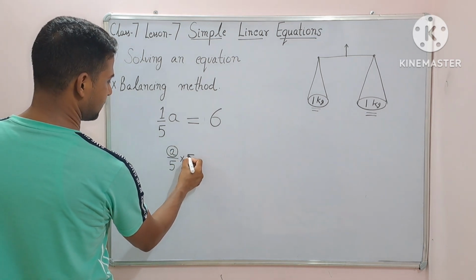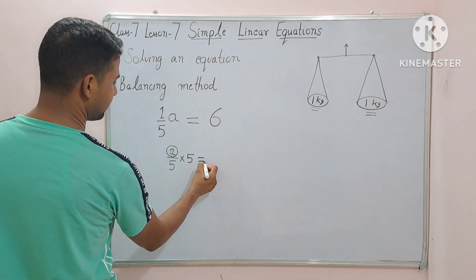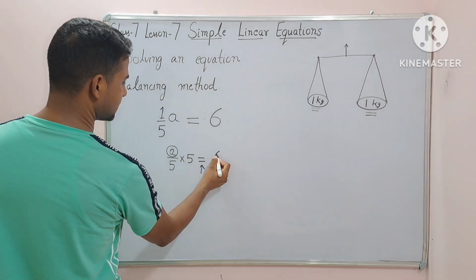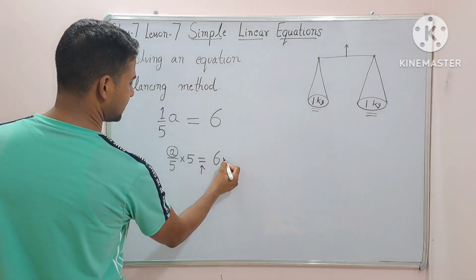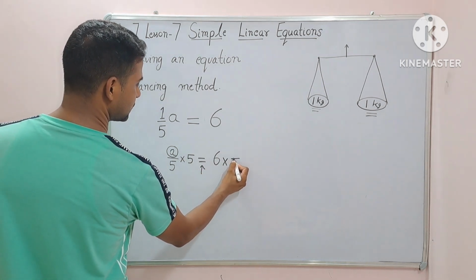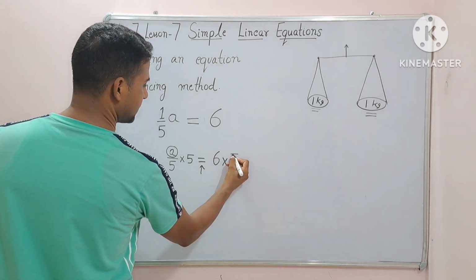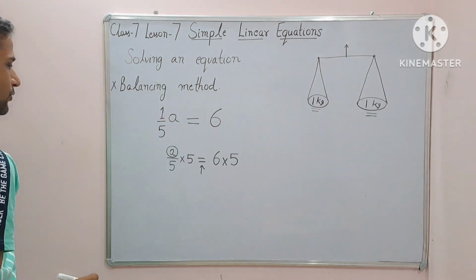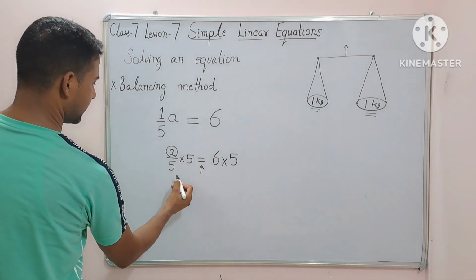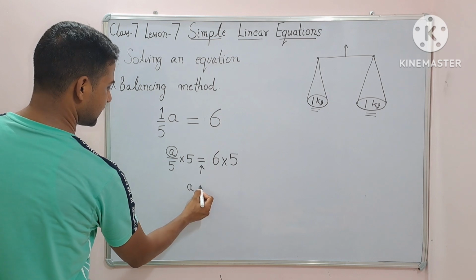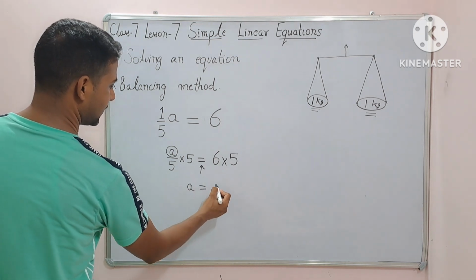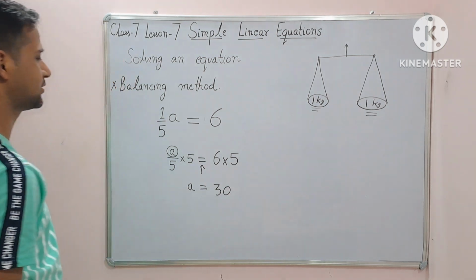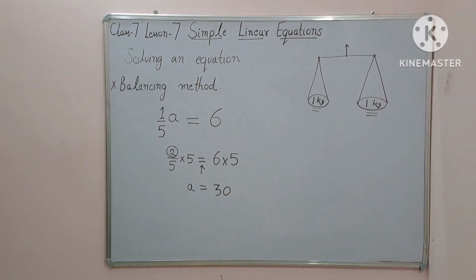We should multiply the left hand side by 5. Now, because this is balanced, to maintain this balance, we should multiply 6 by 5. Then here we get a alone, and here we get 6 fives are 30. Simple.